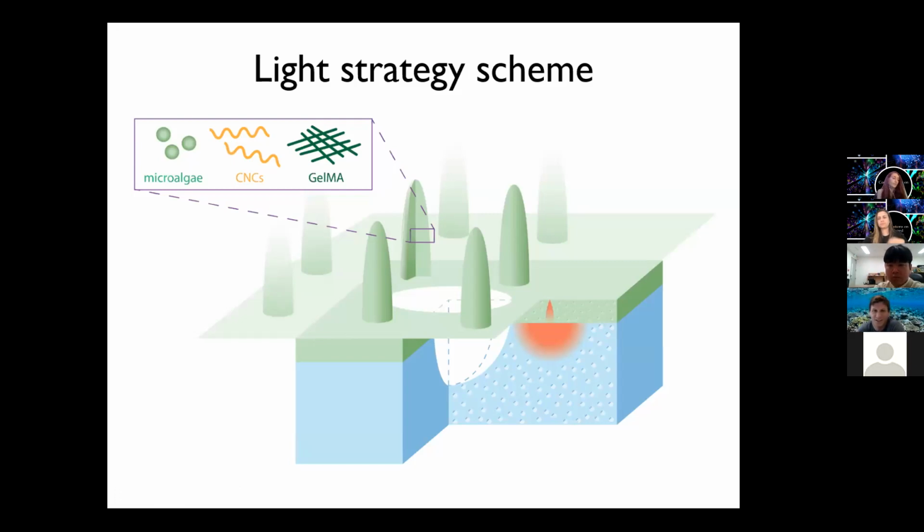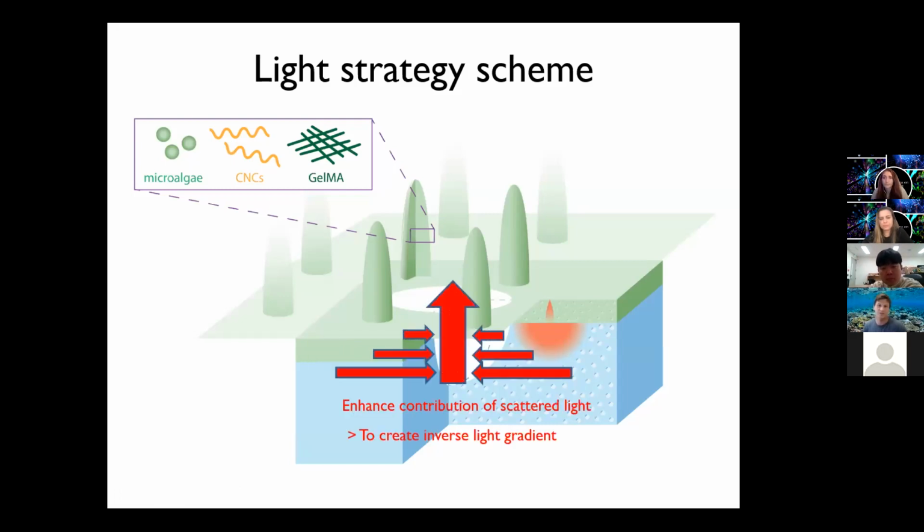So here we have the slide strategy scheme, and you would have this strong light attenuation in the coral. The idea was to reverse that and create an enhanced contribution of scattered light the deeper you travel into the light-absorbing tissue, so you create an inverse light gradient.